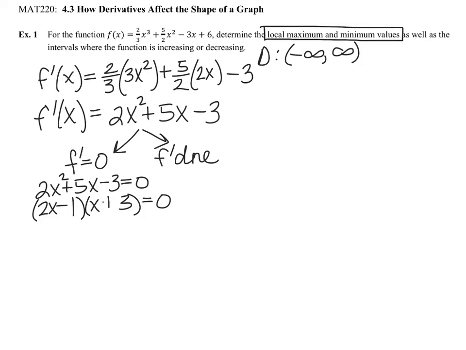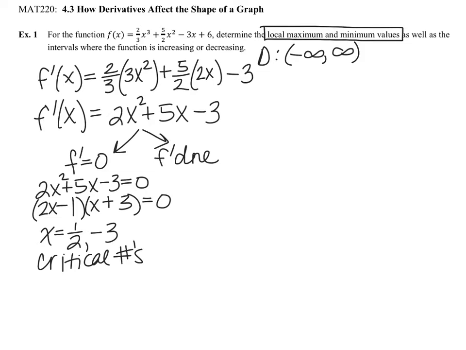So it looks like this is going to factor into 2x minus 1 times x plus 3 is equal to 0. So we have x equals 1/2 and x equals negative 3 for starters, and these are my critical numbers. Remember, critical numbers or critical values, those are interchangeable.